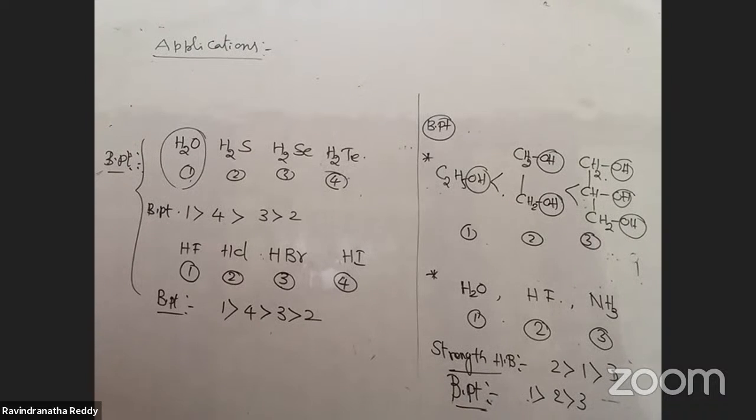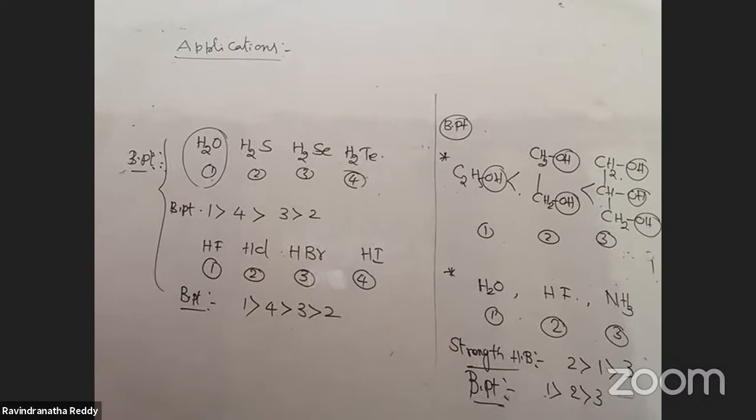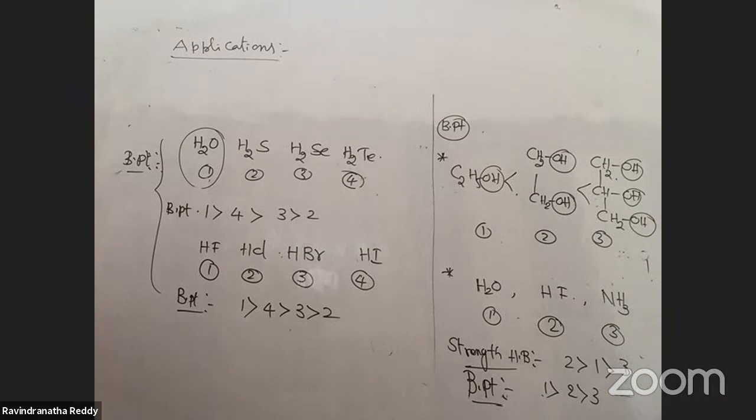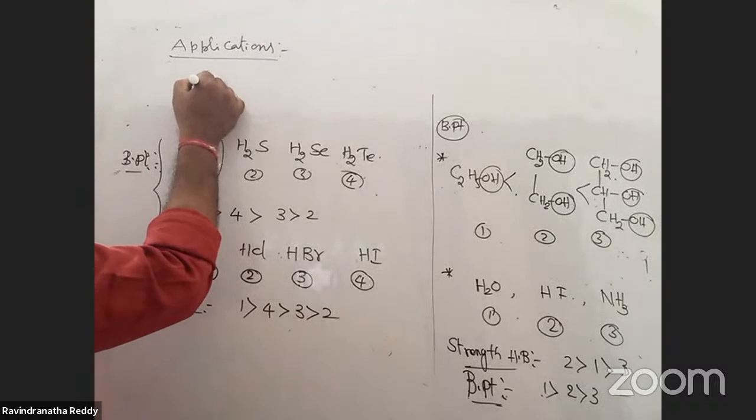Generally, as molar mass increases, boiling point increases. But for HF and H2O the condition is reversed. The reason is hydrogen bonding. Like that, take ammonia; I can explain that condition also.